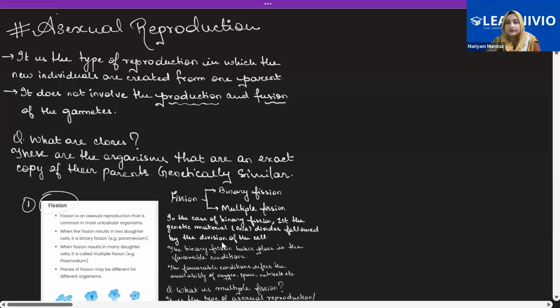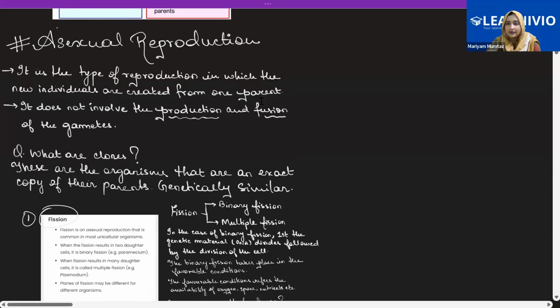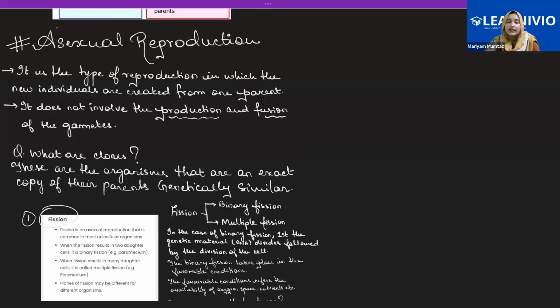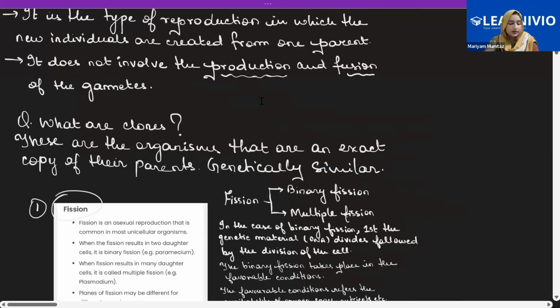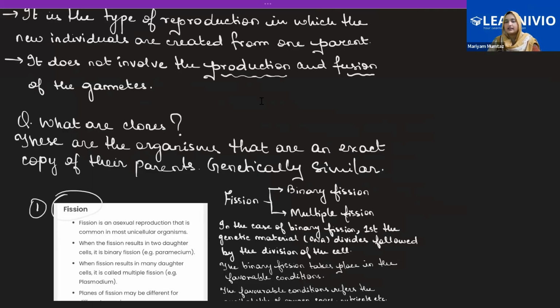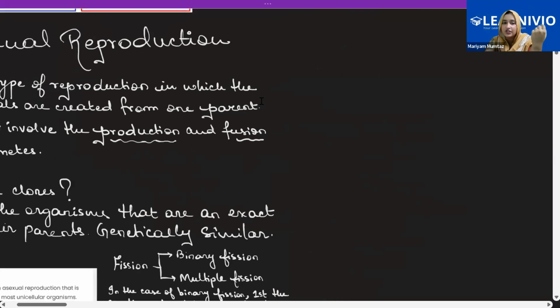Is it clear, students? Talking about asexual reproduction, it is the kind of reproduction in which new individuals are created from one parent and it does not involve the production and the fusion of gametes. As a result of asexual reproduction, clones are generated. What are clones? Clones are those organisms that are the exact copies of their parents. They are genetically and morphologically similar, meaning similar in terms of physical features as well as the genes.